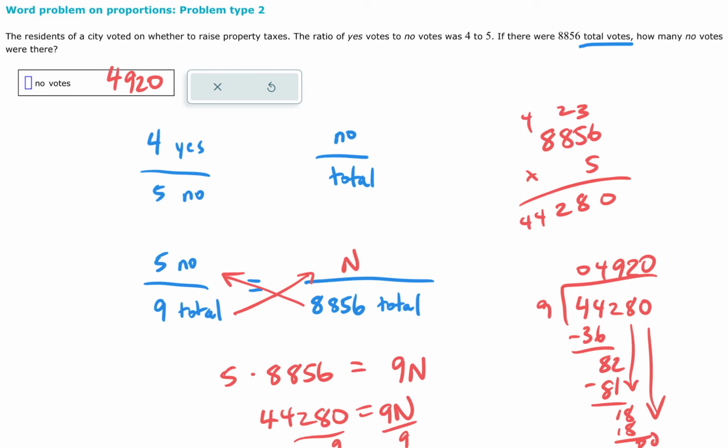And if we just check this by looking at reasonableness, remember our ratio was 4 yeses to every 5 no's. So there should be more no's than yeses. So more than half of this should be no's, but not very much more than half of it. And half of this is about 4,428 actually is the exact amount. So we are more than halfway, which is what we would expect.